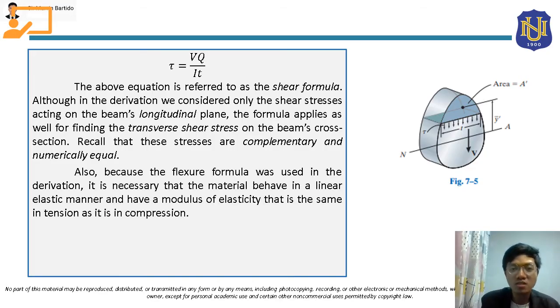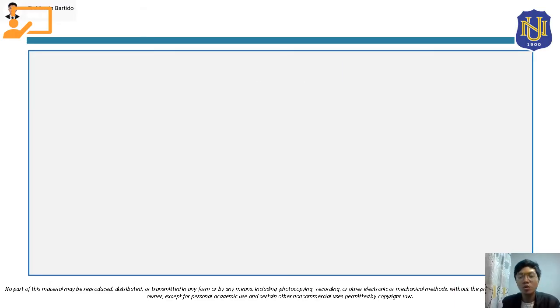So, also, because the flexure formula was used in the derivation, it is necessary that the material behave in a linear elastic manner and have a modulus of elasticity that is the same in tension as it is in compression. Okay, so we are now going to summarize our procedure for analysis of shear stress.